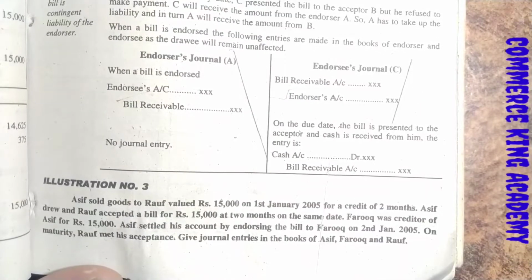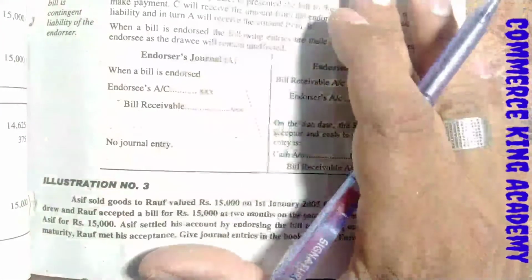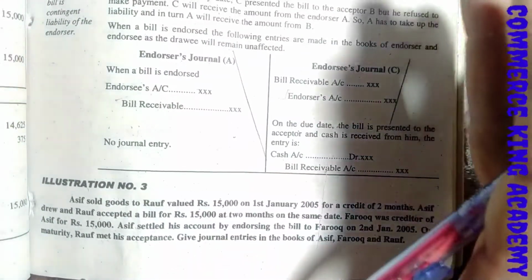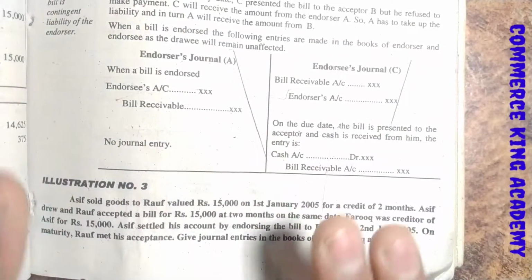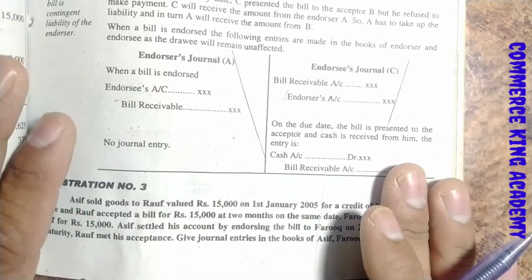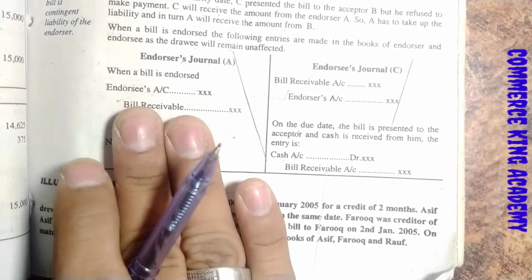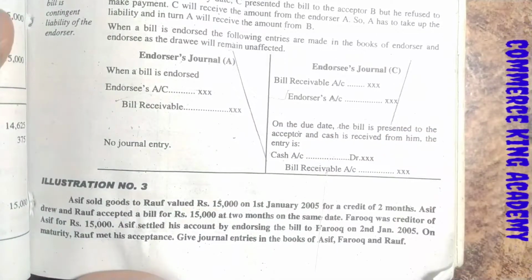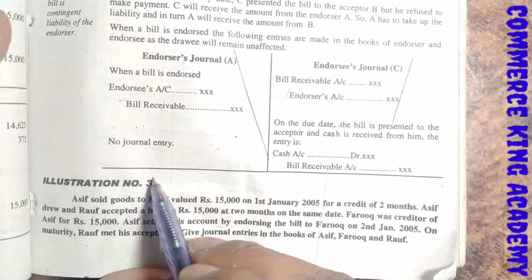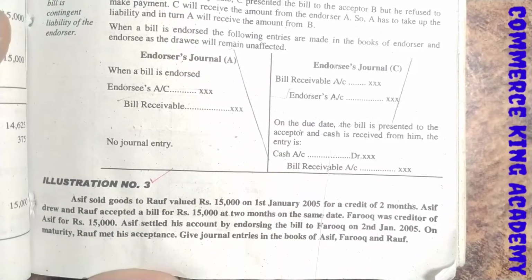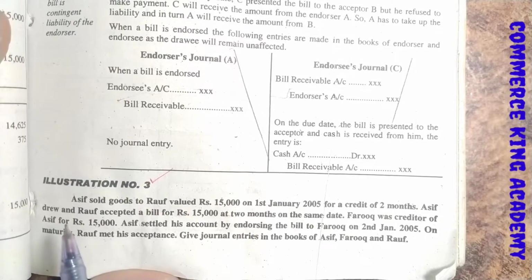Dear students, after understanding the whole concept behind endorsement of bill of exchange, its parties and entries into the accounts of different parties, endorser as well as endorsee, we are here on a relevant illustration with the above concept, which is illustration number 3. So let's get started.